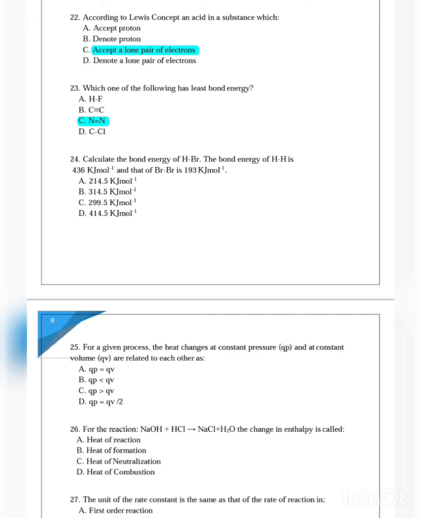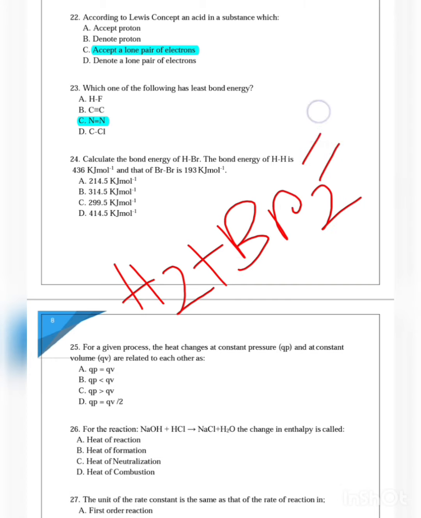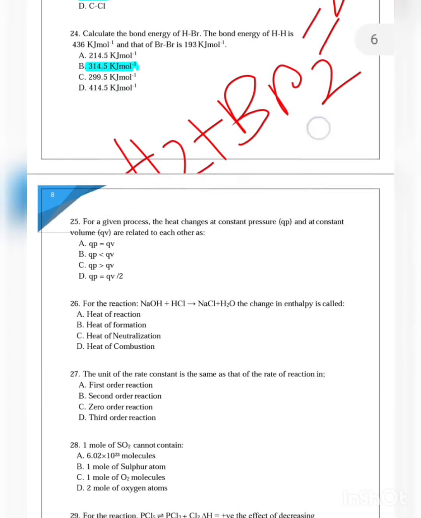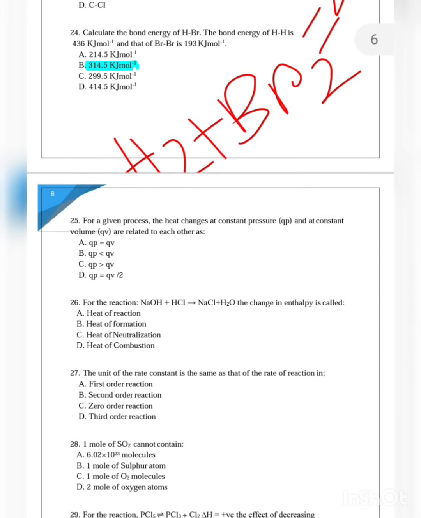For this question, I guess I have to do some calculation. I have to get the equation perfectly. So hydrogen plus bromine gives 2HBr. Here the H–H bond energy is 436 and the Br–Br is 193. Okay, I need to use my calculator. So I guess I have to add those and then divide by 2, which comes to 314.5. Basically, in the NEET examination we do not have permission to use a calculator, but as this is for a video, I can do that.